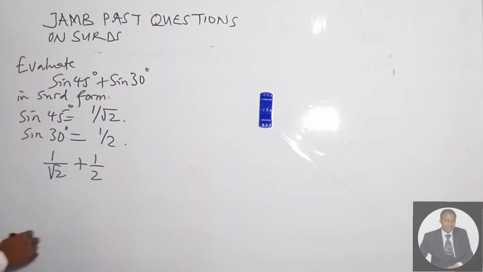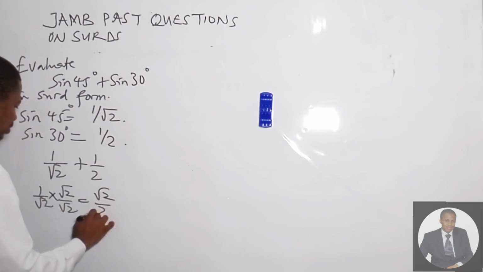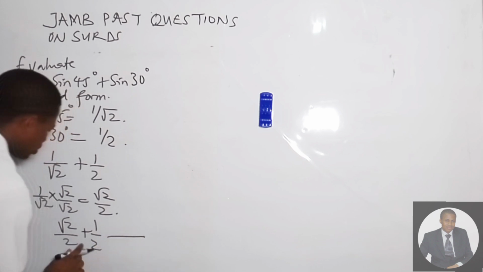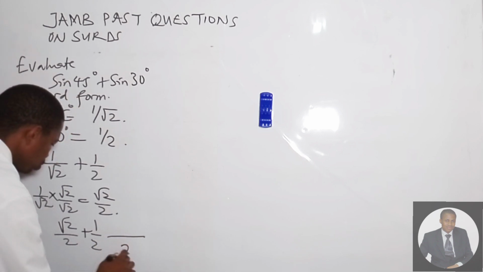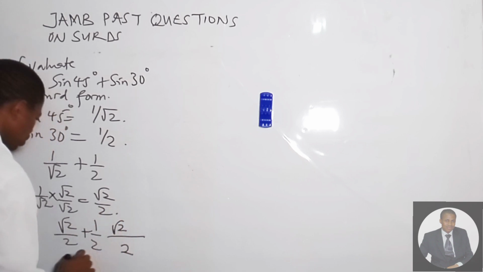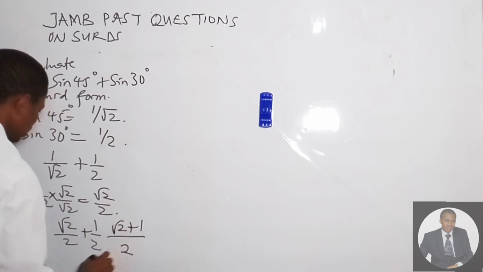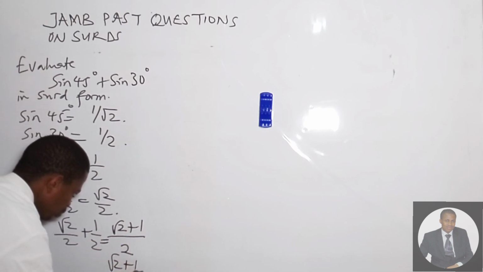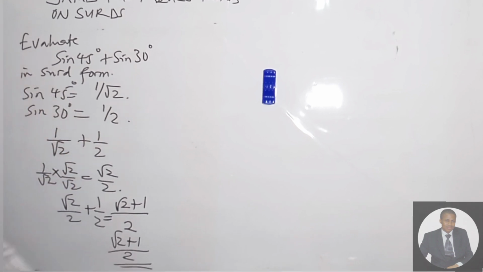So what do we do? We look at 1 over root 2, we can rationalize it to be the same thing as root 2 over 2. So we have root 2 over 2 plus 1 over 2. The lowest common factor is 2. So 2 into 2, 1 times root 2, we have root 2. 2 into 2, 1 times 1 is 1. So our answer becomes root 2 plus 1 over 2. This becomes our answer here.